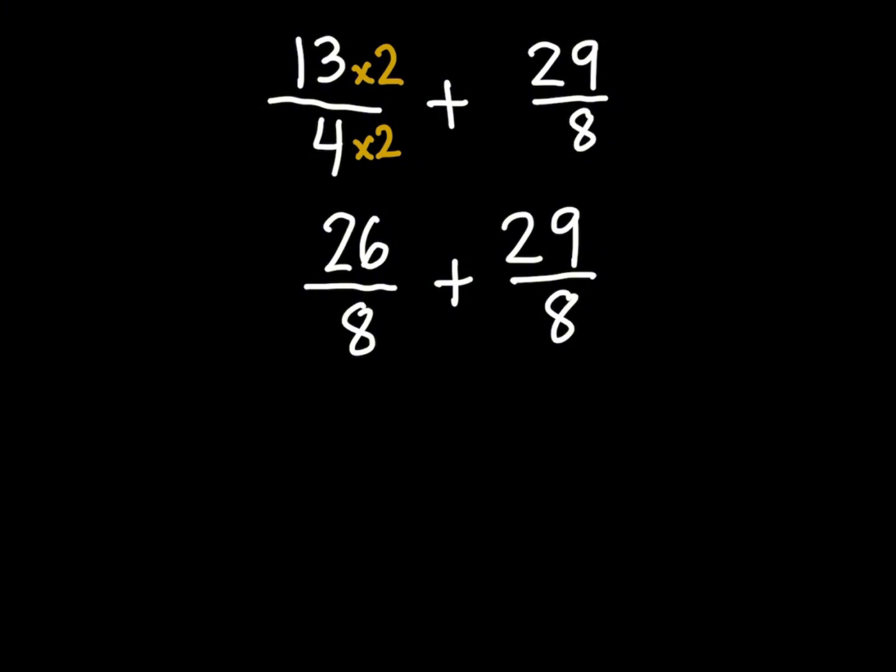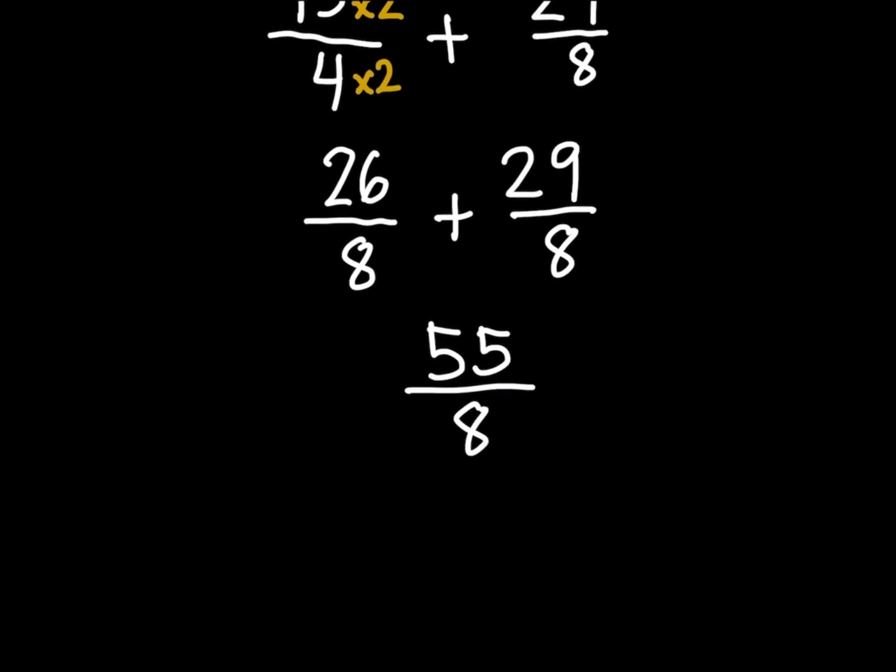26 plus 29 is 55 over, copy the denominator, 8. Then put it back into a mixed number. So 55 divided by 8 is 6 and 7 over 8. And that is the simplest form when you add those two mixed numbers.